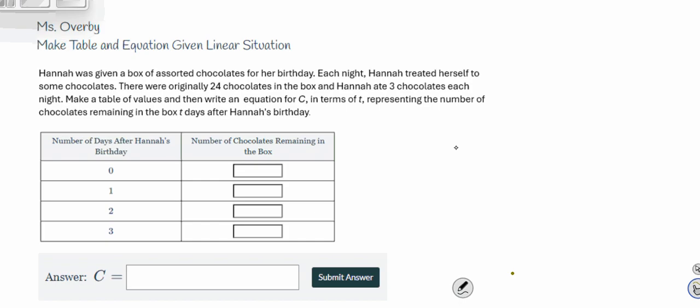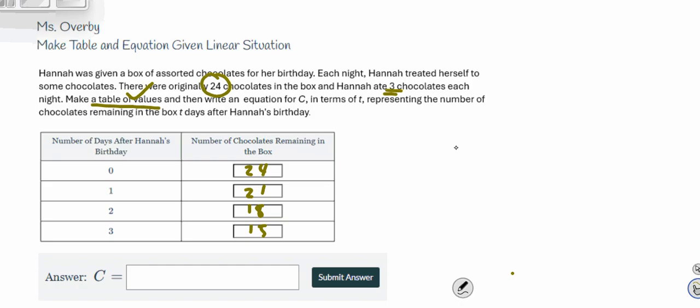So in the beginning, there were 24, so we put 24 in this box. And each night, she only eats 3. I have no idea, if I had a box of chocolates, they'd be gone in that first night, but Hannah can only eat 3 at a time. So if she eats 3, then there's 21 left, right? And then the next night, the second night, she eats 3 more, so that's 18, right? And the next night she eats 3 more, and there's 15. And so then it says, make a table of values, so we did that, check.